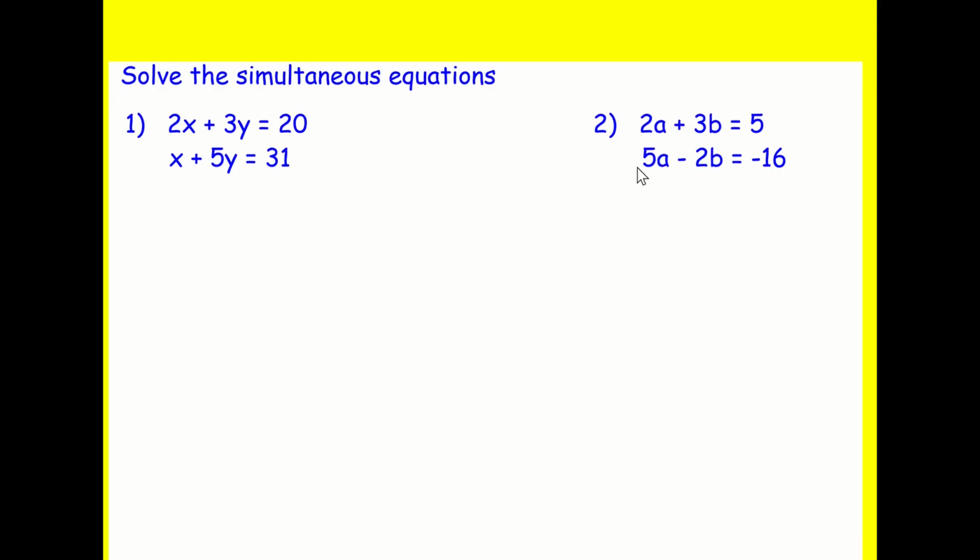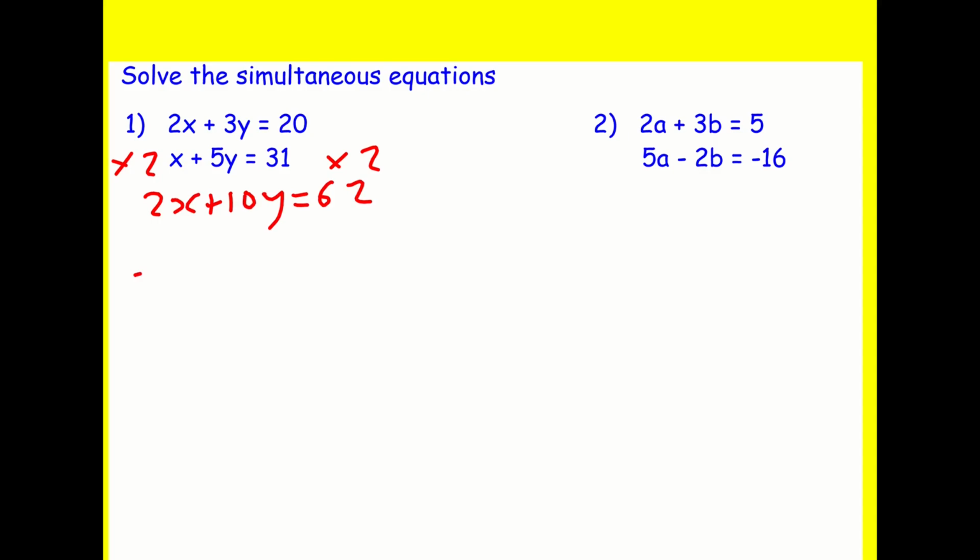Right, here I've got some simultaneous equations. The coefficients are different. So what can I do? Well, I can just make the x's the same by multiplying this bottom one by 2. It's absolutely fine to just multiply one of them by 2, because it's an equation. It's just like I'm doubling the scales. So what I'm going to get is that 2x plus 10y is equal to 62.